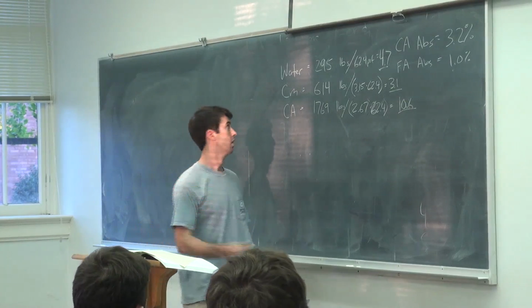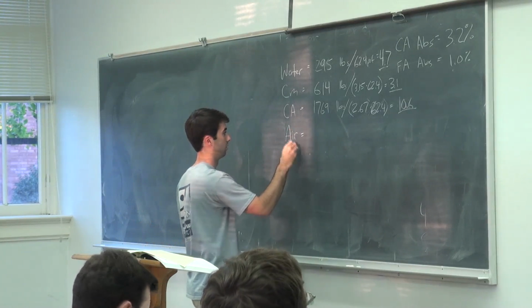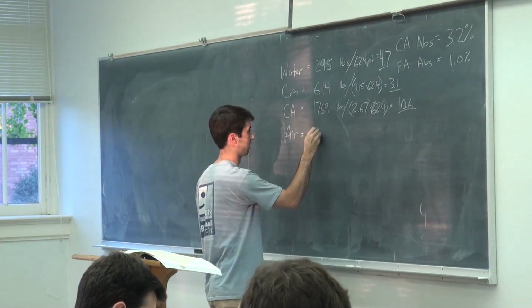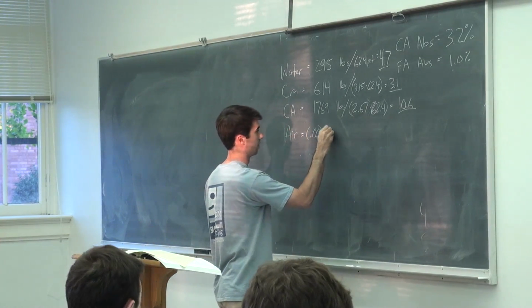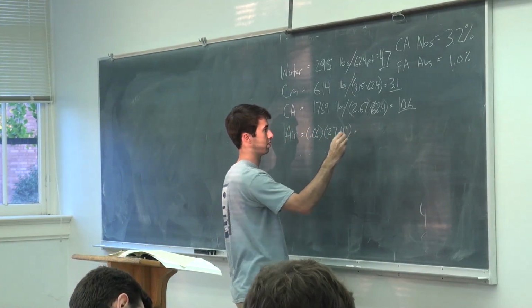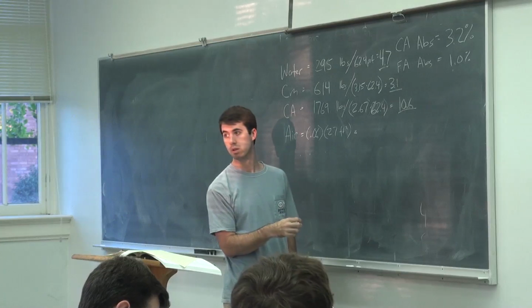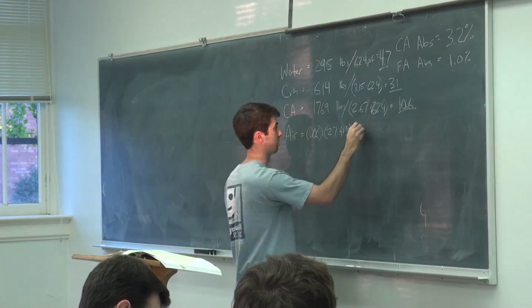Air. Alright, so our air, how much air do we have? 6%. 6%, so that is just 6% of the total volume, 27 cubic feet, which is what? 1.6. 1.6.